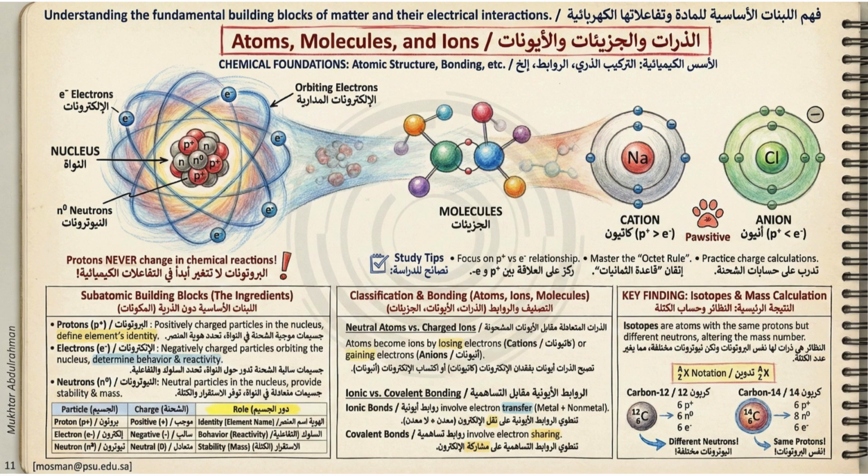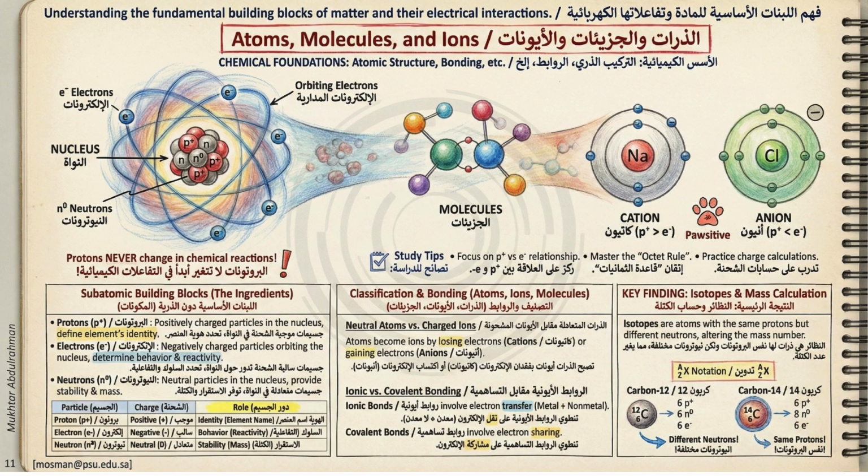Now let's understand bonding. There are two main types of chemical bonds. Ionic bonds happen when electrons are transferred from one atom to another. This usually happens between a metal and a nonmetal. Covalent bonds happen when atoms share electrons. To understand bonding better, remember the octet rule. Atoms tend to gain, lose, or share electrons to have 8 electrons in their outer shell.